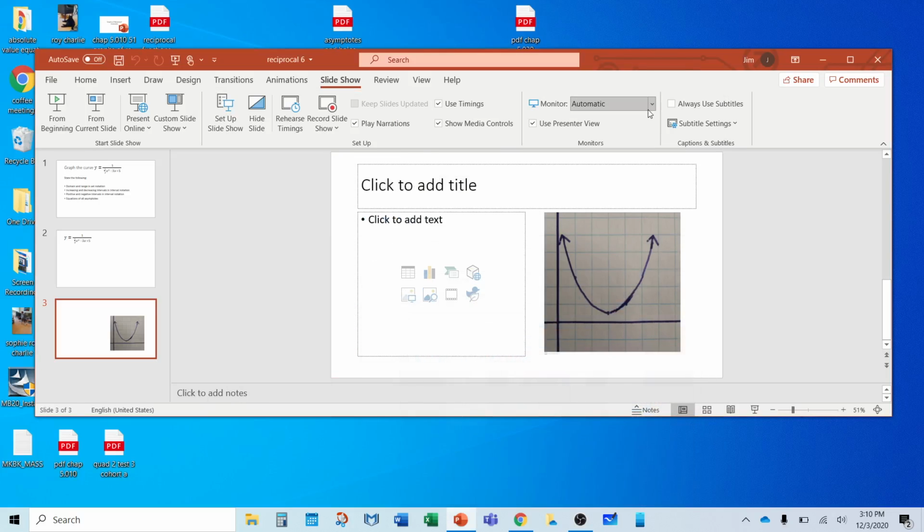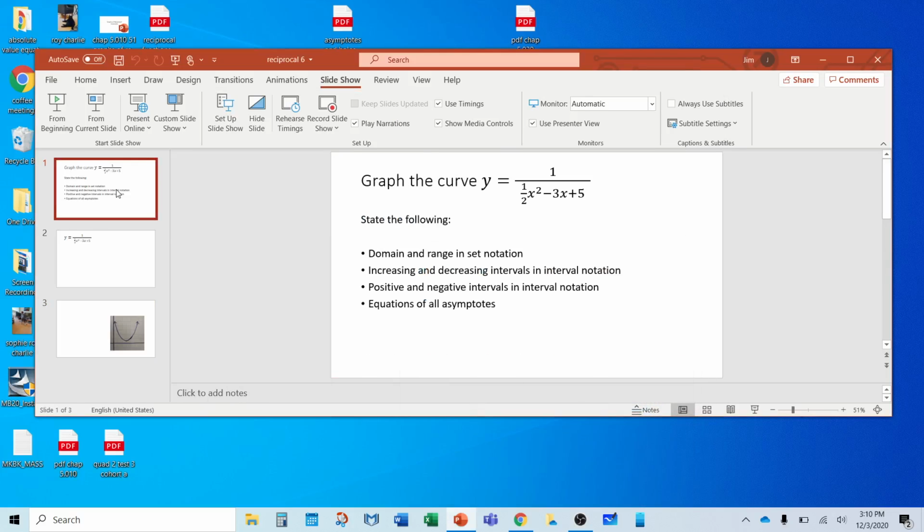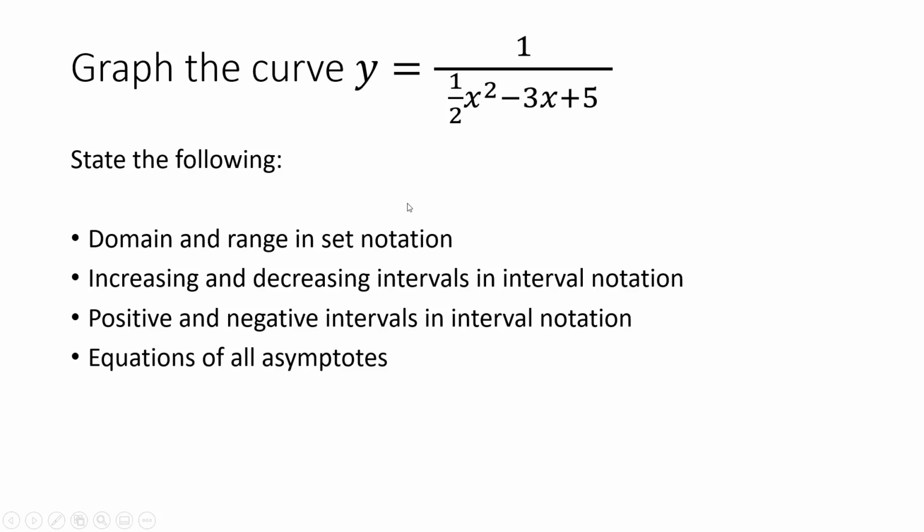In this question, I'm going to graph the curve y equals 1 over 1/2 x squared minus 3x plus 5. Now, before we get any further, that would look a little unusual because usually we see fractions written without fractions inside. Probably what you would see is 2 over x squared minus 6x plus 10.